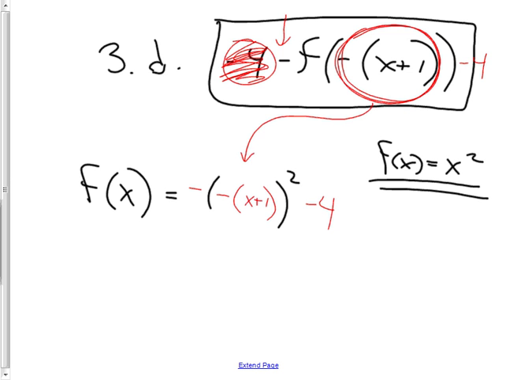I was also asked, do those parentheses matter? Yes. If you don't have the parentheses, it'll look like this, and that is definitely different, right? You want parentheses when you're having a negative on the inside of your function.